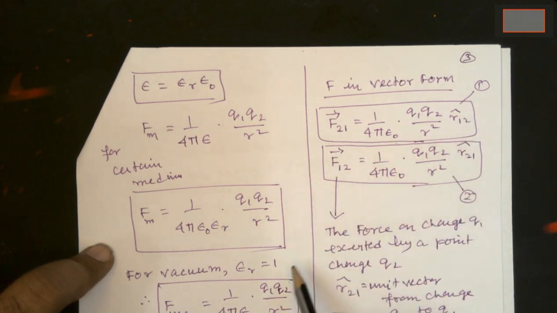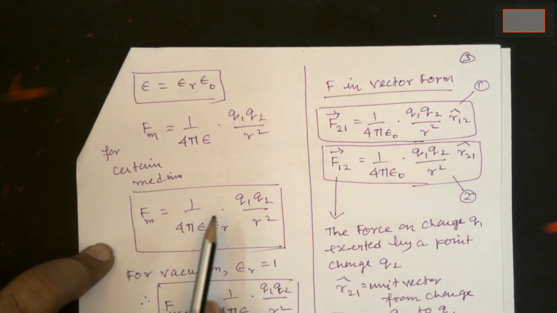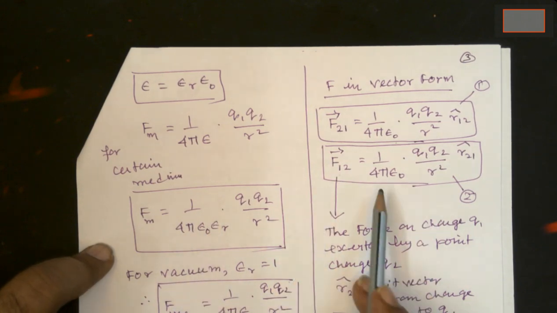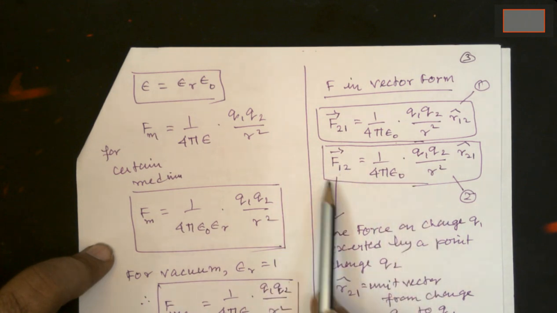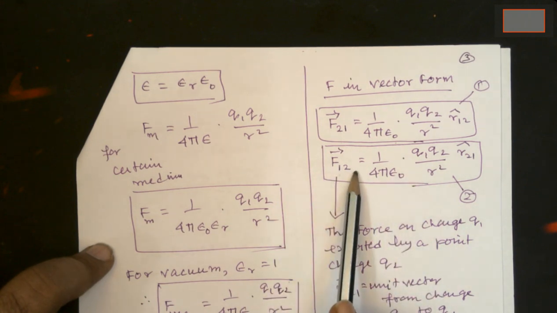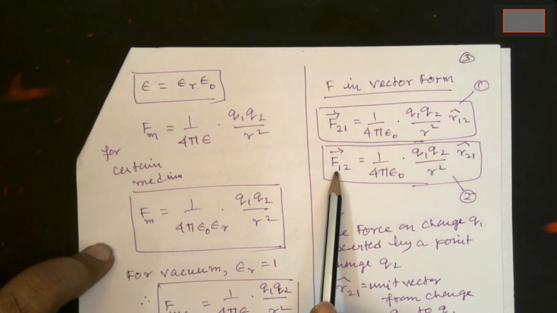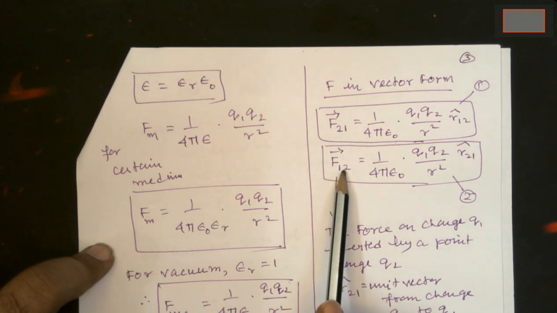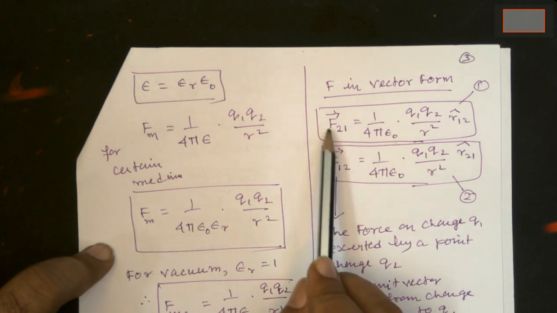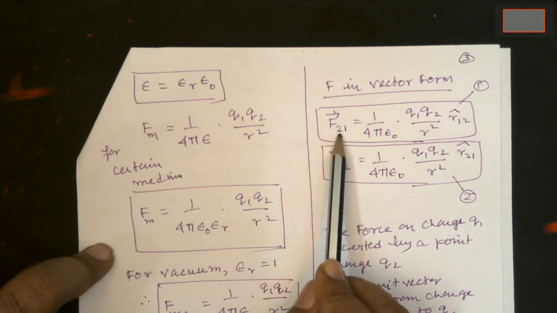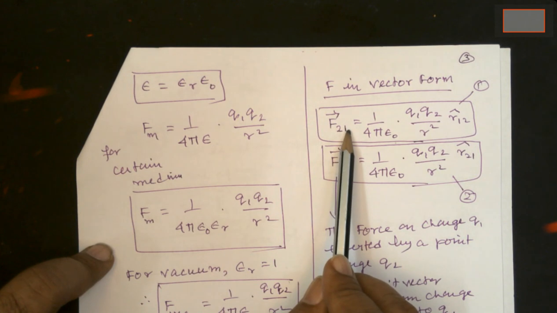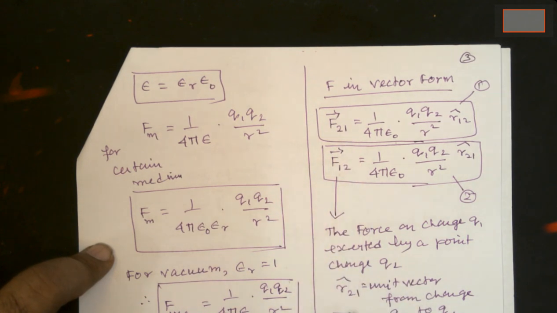Similarly F12 is the force on charge 1 exerted by charge 2. So it should be read like this. How to read this? F12 means what? It is the force on charge Q1 exerted by charge Q2. What about this one? It is the force on charge 2 exerted by charge Q1. And this is the unit vector from Q2 to Q1. So they should have opposite directions here. For example, F12 is opposite to F21, is it not?